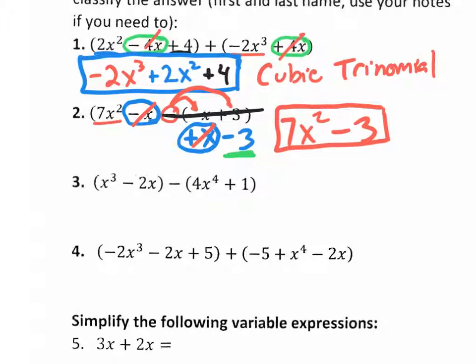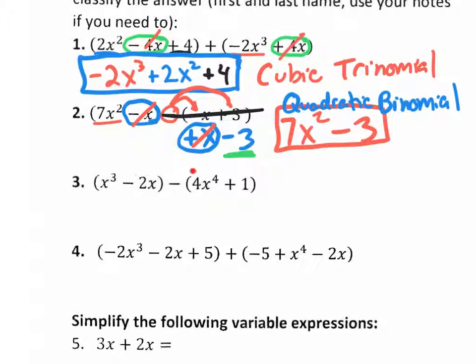Now I need to classify it. What is that bad boy right there? What's the degree? What's that first name? The degree is the power of 2, and what is that? Quadratic. Quadratic what? How many terms do you have there? 2 terms. So what do we say? Binomial. Quadratic binomial.